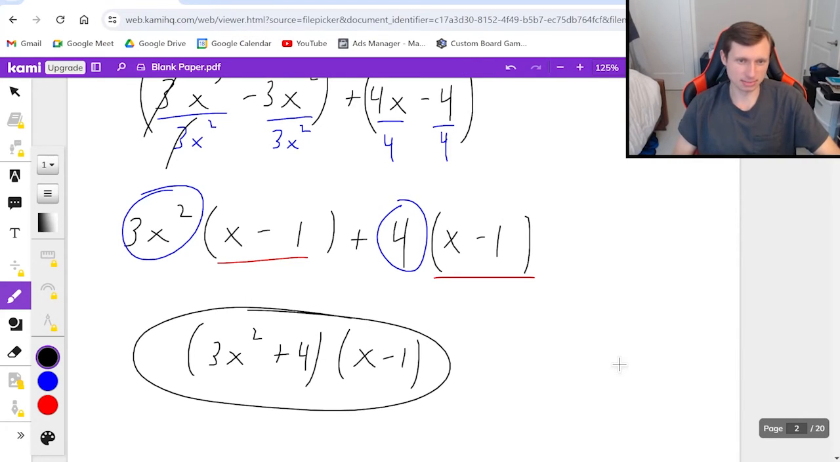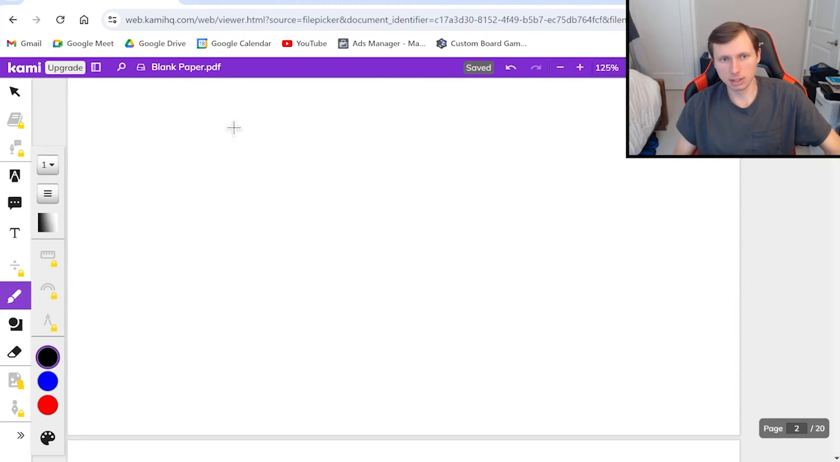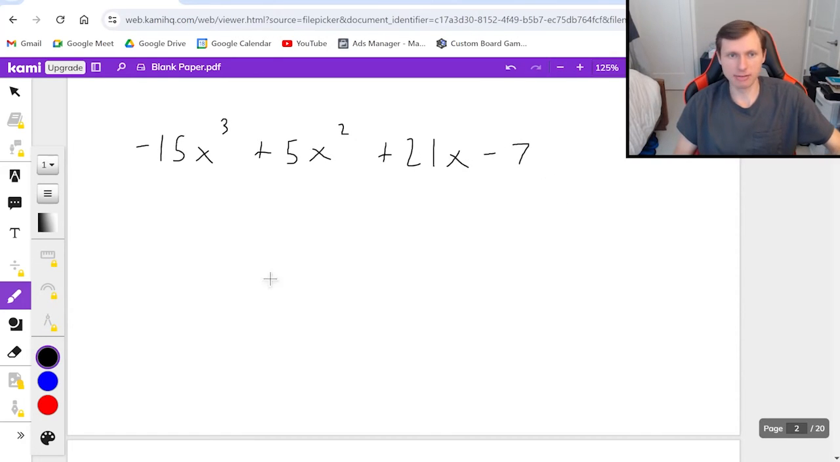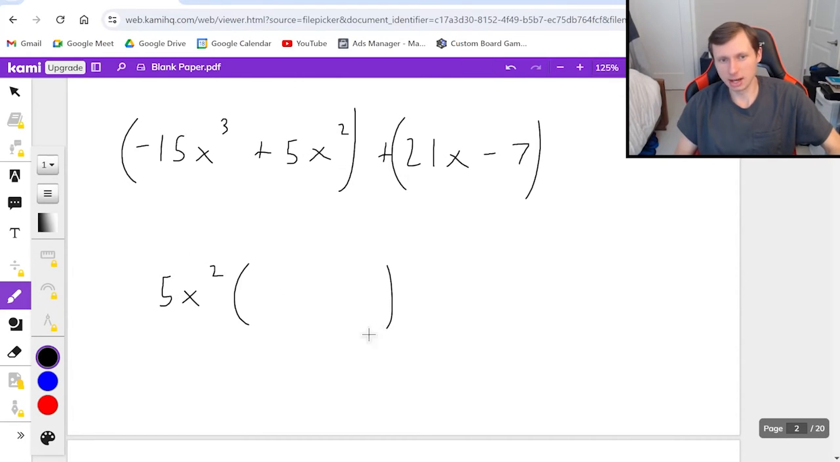And there's our answer. Now the next one I have is going to be a little tricky. It's negative 15x cubed plus 5x squared plus 21x minus 7. Once again, I'm going to group these 2 things together like this. The thing that the first ones have in common, they both have 5x squared in common.